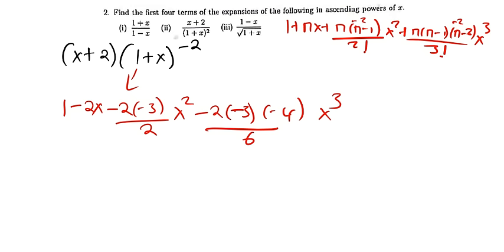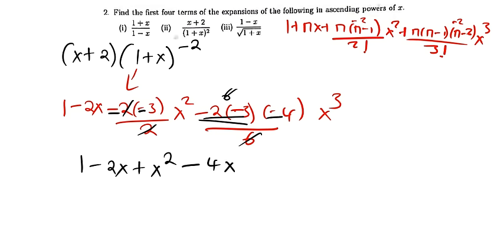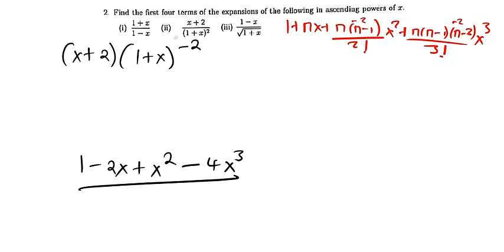This one is straightforward. These two can divide. This can give us a positive 6, and then they can divide. So we remain with 1 minus 2x. Negative times negative gives us a positive x squared. This is a positive times that negative, it becomes a negative, so that would be a negative 4x to the power 3. So hopefully our manipulations are right. Then we expect x plus 2 multiplied by 1 minus 2x plus x squared minus 4x to the power 3. We are not done.